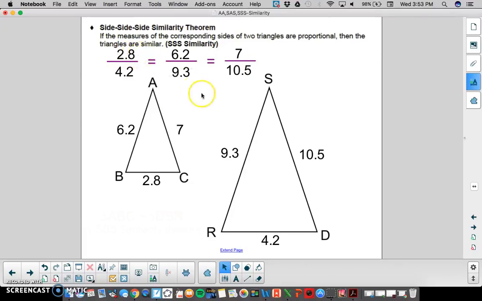So I've checked two sets of sides. Let's check the third set. 2.8 and 10.5 is 29.4. 7 times 4.2 is also 29.4. So we have now proven by SSS similarity that triangle ABC, now notice in this one that S will actually match with A, B will match with R, and C matches with D. So triangle ABC is going to be similar to triangle SRD.